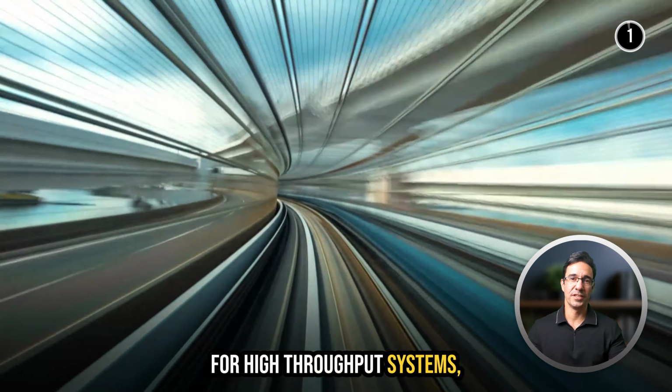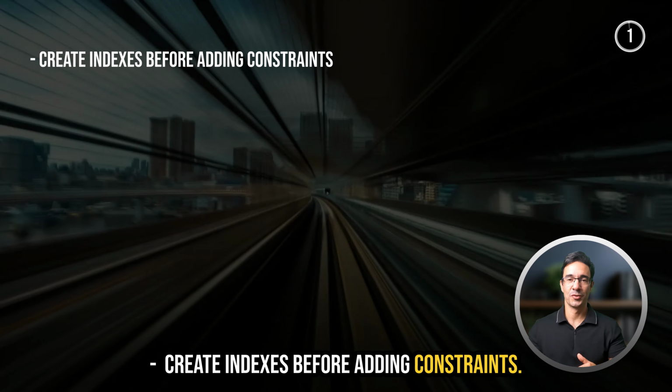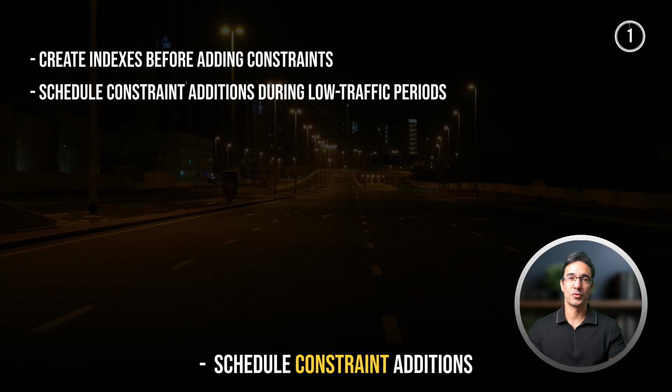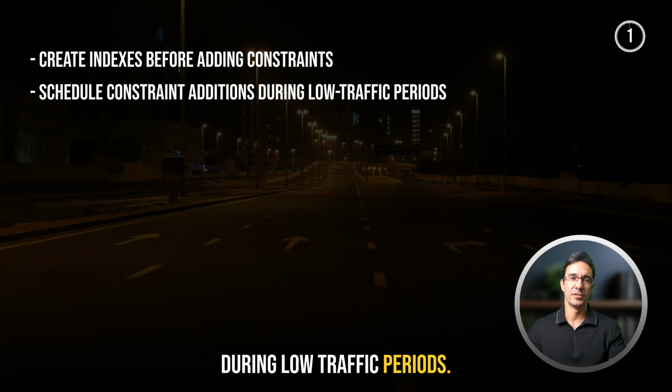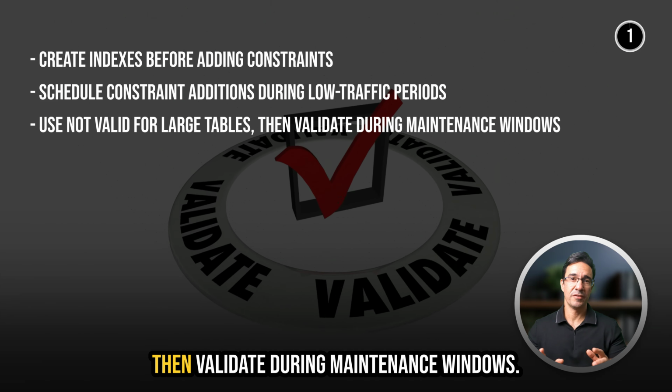For high-throughput systems, consider these strategies. Create indexes before adding constraints. Schedule constraint additions during low traffic periods. Use NOT VALID initially for large tables, then validate during maintenance windows.